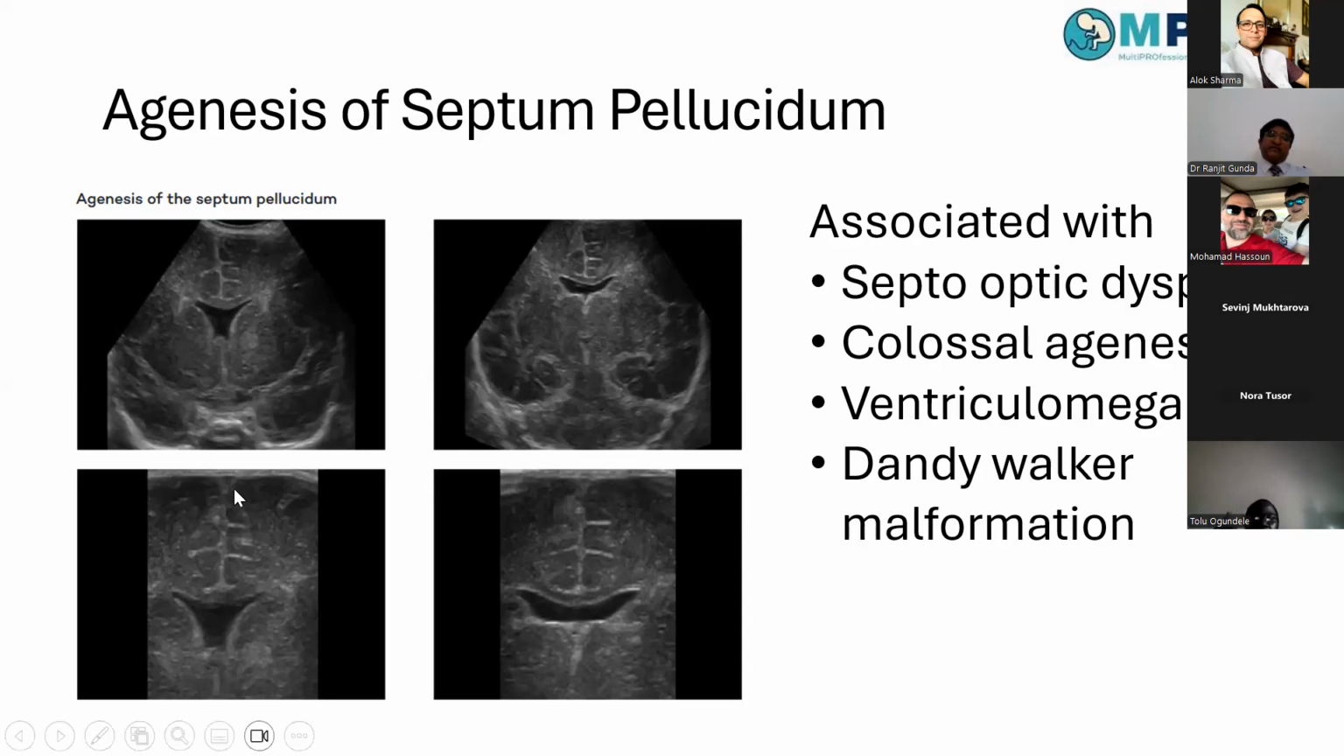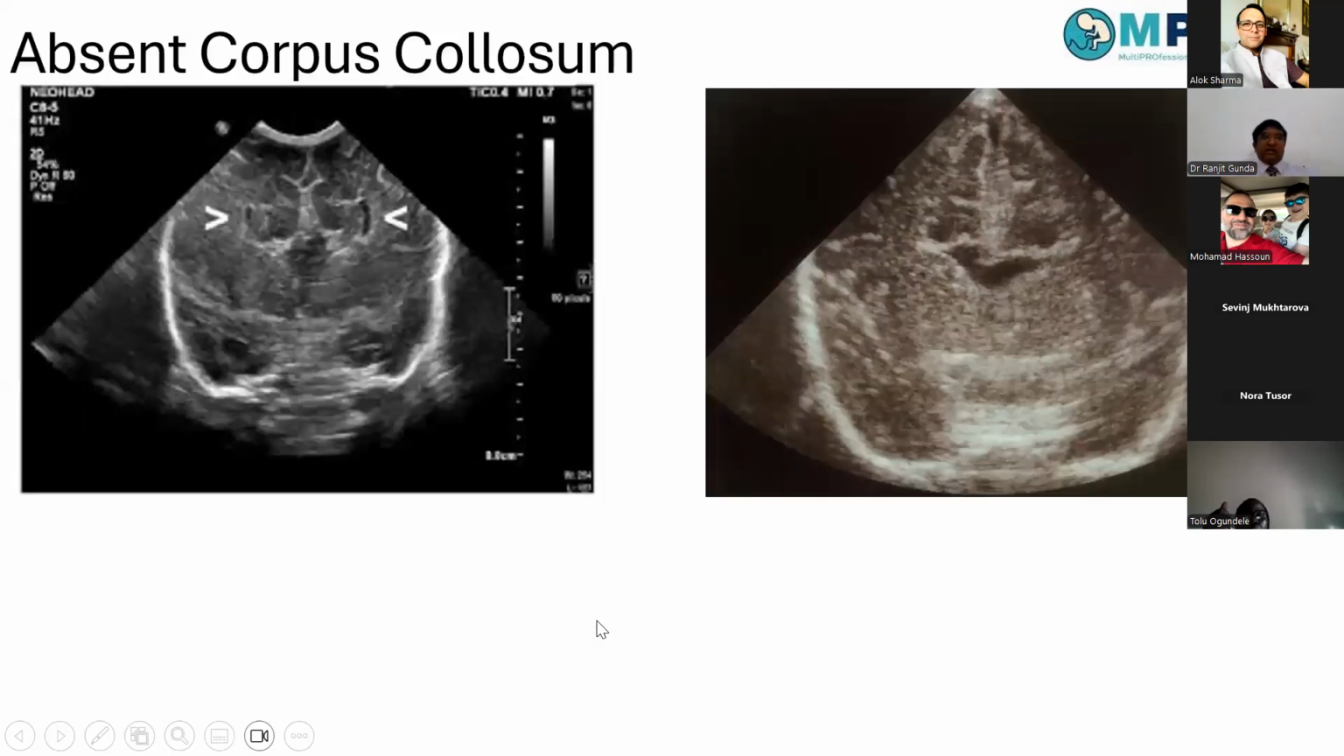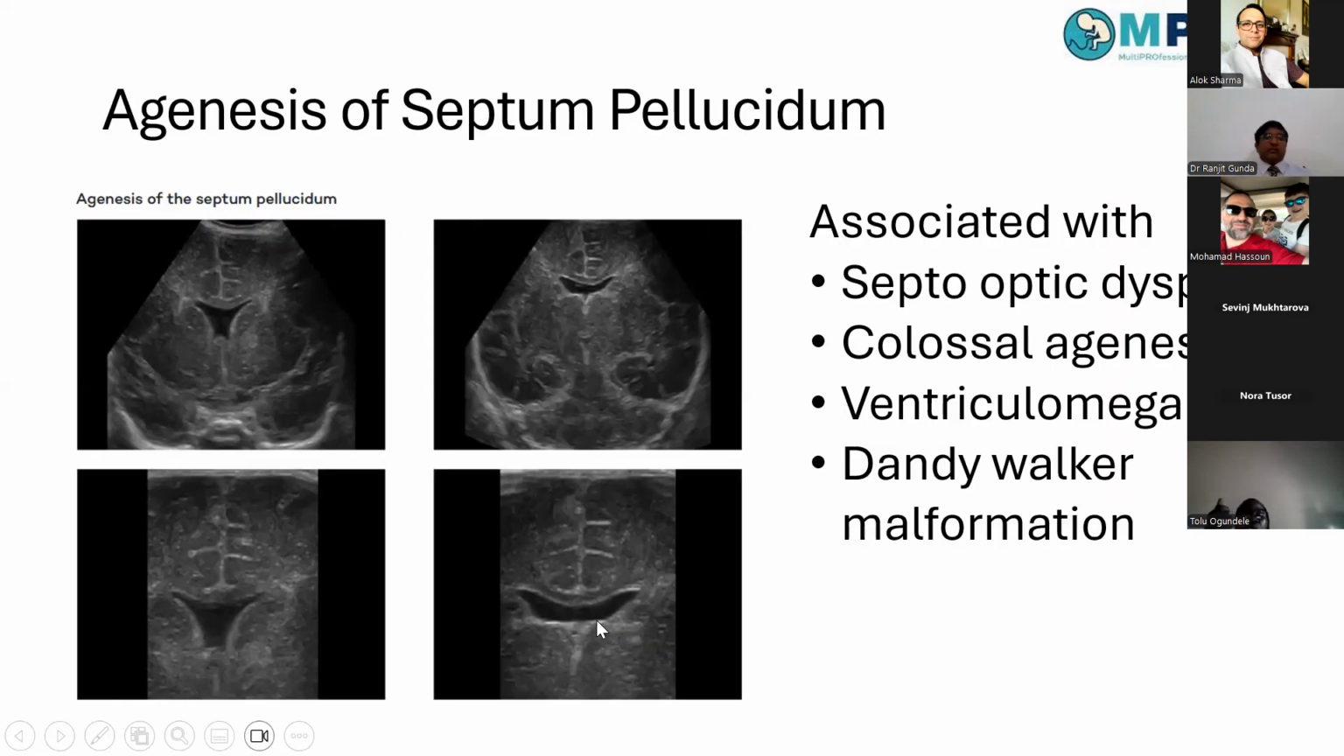When I initially started scanning, in my first year of training, I saw this image and it wasn't easy for me to pick up. I thought it might be just my angle of viewing the scan, but later we realized it's actually the continuation between the two cerebral hemispheres, which is important, that tells us there is no septum.